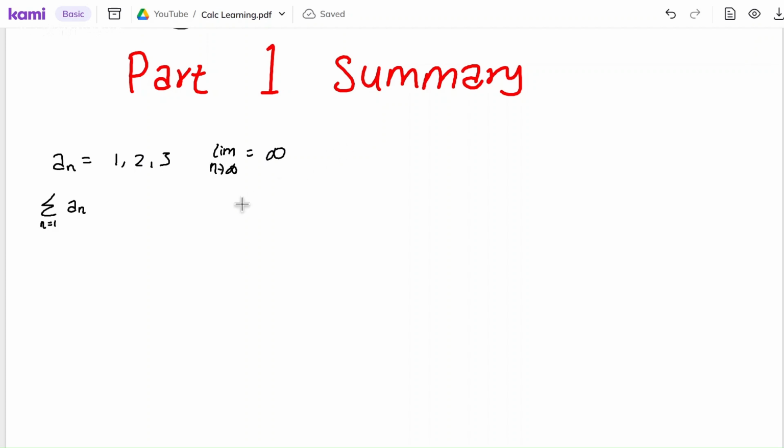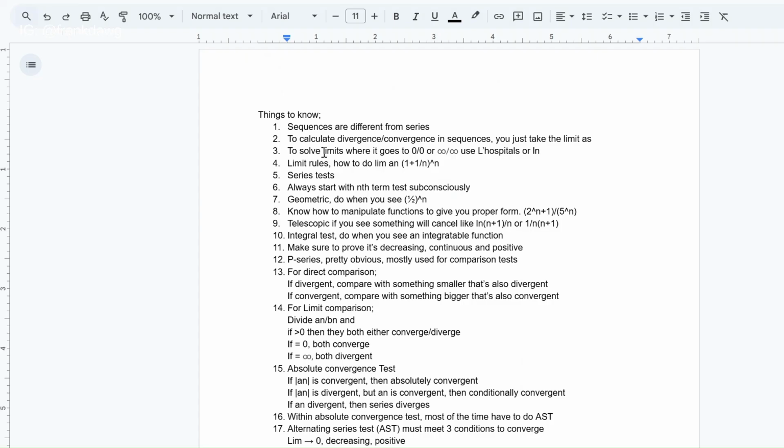For example, a sequence like ln of n plus 5 over the square root of n, to determine whether it converges or diverges, you just take the limit as n goes to infinity. And in this case, it's going to bring us to our third thing on the list here, which is to solve the limits where it goes to 0 over 0 or infinity over infinity. There are, strategically, 2 key ways to do this: L'Hopital's, or try to see if you can implement an ln in this.